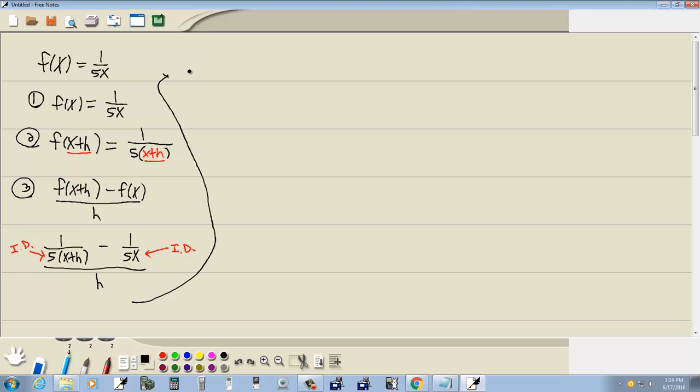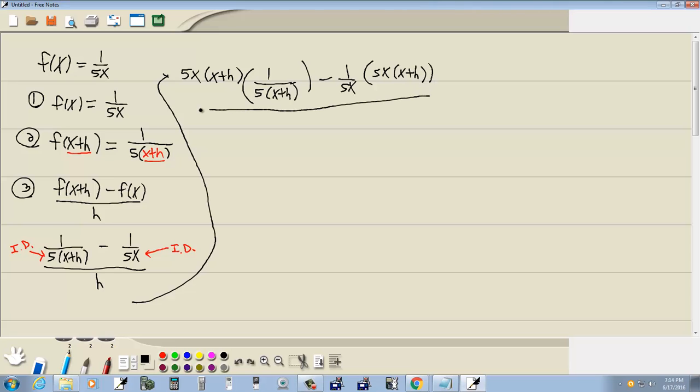Now these both have a 5, so 5 is one of them. This one has an x, so x. And this is an x plus h inside of parentheses. So this is our LCM. This is what we'll multiply everything by. So we'll multiply times this first fraction. We'll multiply it times this second fraction. And we'll multiply it times the h.